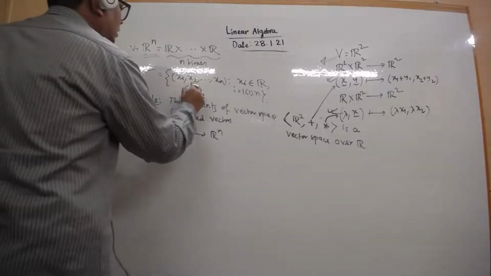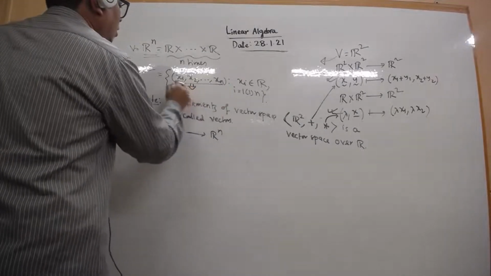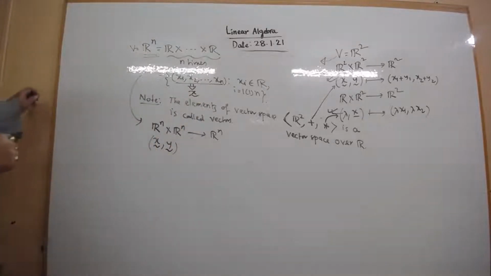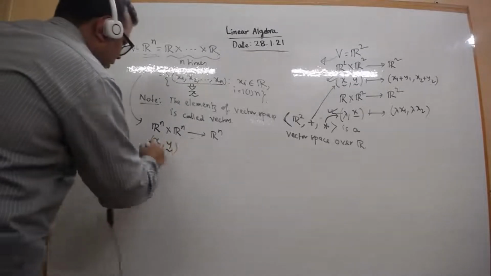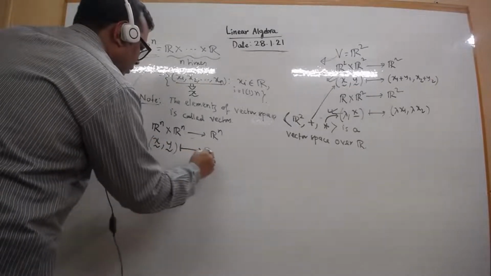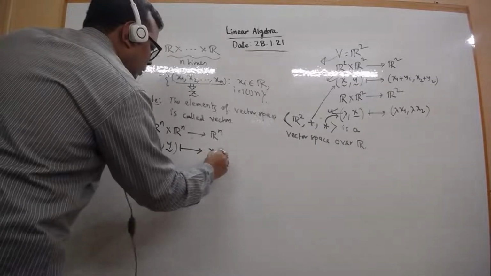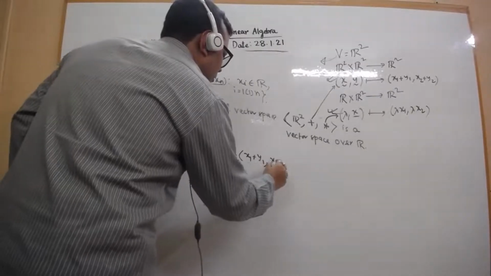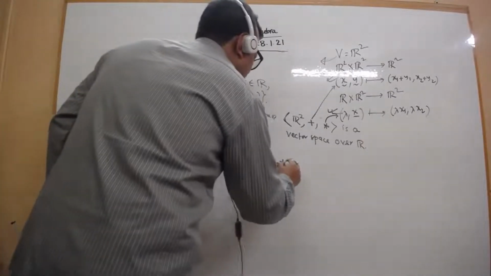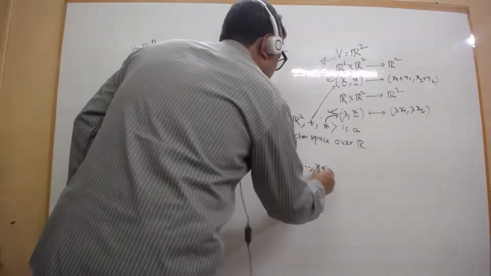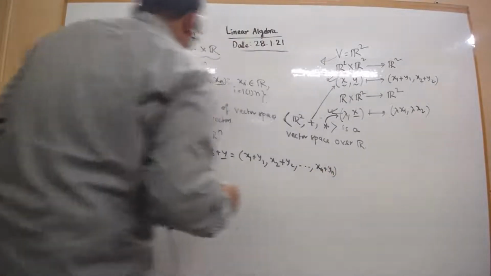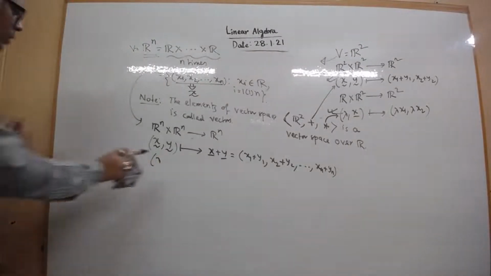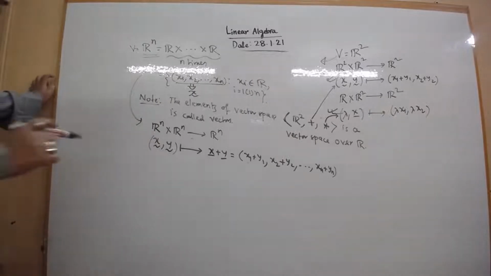I denote these n-component elements by x curve and y curve. I define this vector as x1 plus y1, x2 plus y2, up to xn plus yn, and then scalar multiplication.